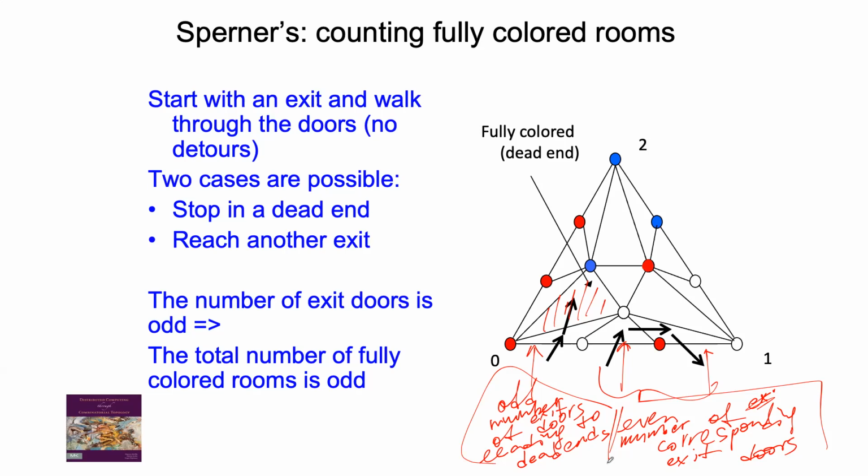Okay, I say there is an odd number of fully colored rooms reachable from the exits, but maybe there are fully colored rooms which are not reachable from the exits. So maybe if I take these rooms into account, it's going to be an even number of fully colored rooms, right? And this would break my inductive argument. I want to argue that there are an odd number of them. Is it possible that we have an even number of rooms which are fully colored and not reachable from the exits?